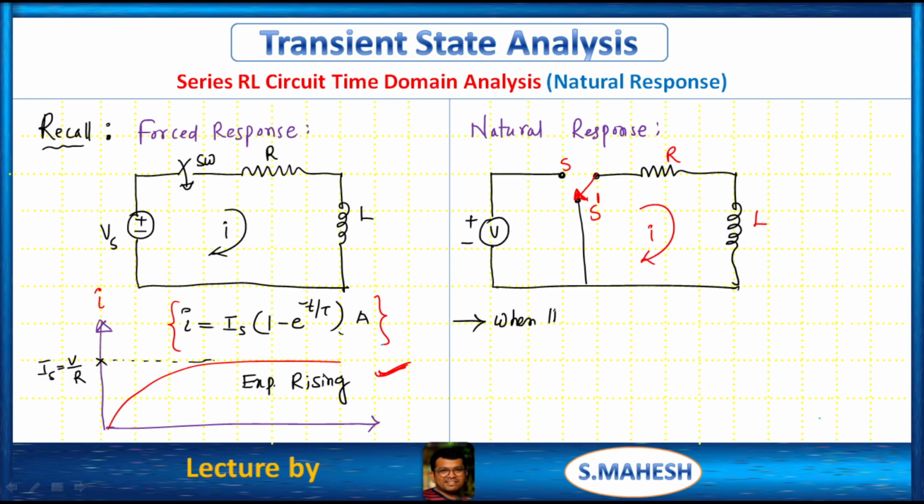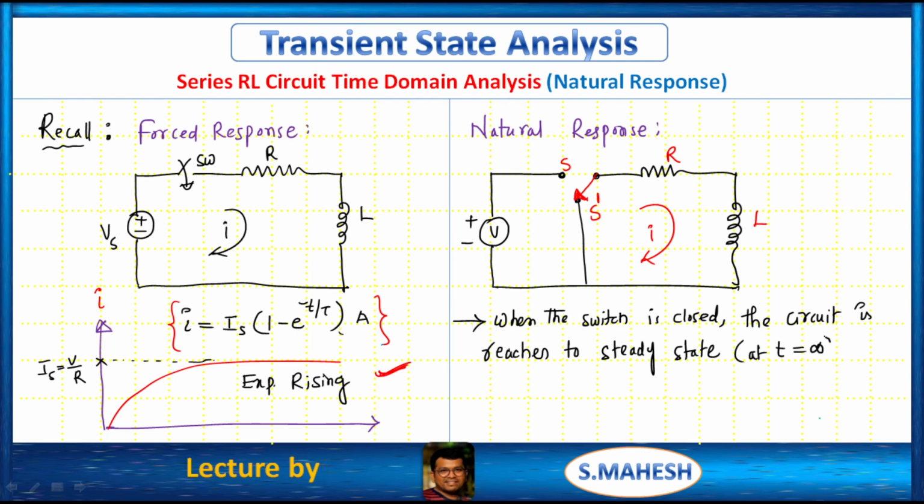When the switch is closed, the circuit reaches steady state, that is at t equals infinity. And then suddenly the voltage is withdrawn.